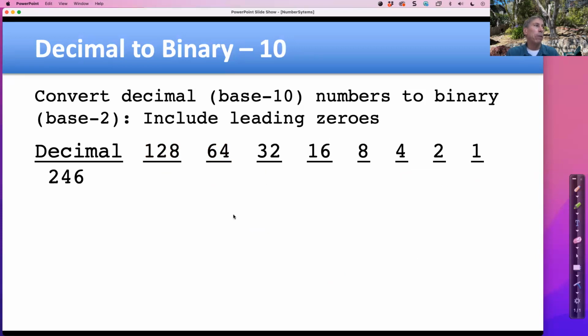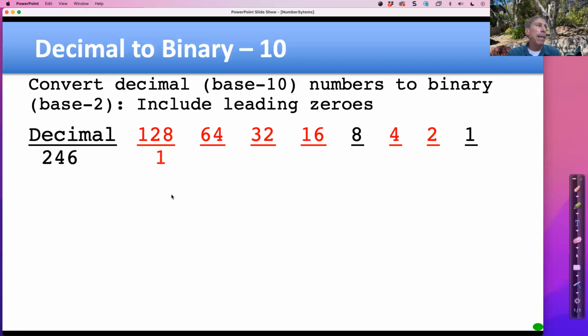Uh-oh. This one looks tough. You know how to subtract? We're good. Okay. I might have to use a calculator. But it's only simple subtraction. 246. Am I going to give you a $128 bill? Okay. Yes. So let's do that subtraction. 246 minus 128 is 118. So as long as you can just subtract, you're good.